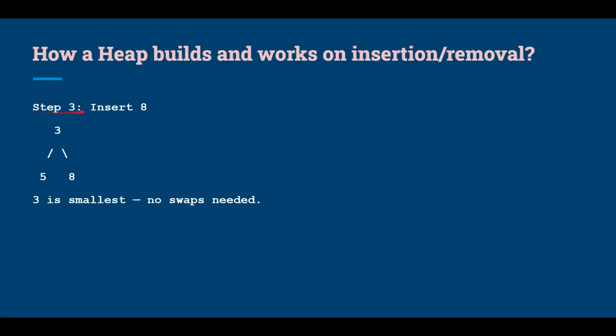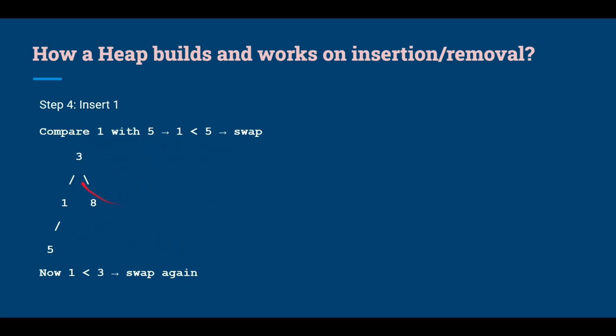And then we insert 8. 8 goes into the next child position, so the root is still 3. 3 is the smallest one, which is already on top, so we don't need to do any swapping. Now we insert 1. When we insert 1, it goes after 5, right here. In this case, we check for a swap. We need to swap 1 and 5. Once we do the swapping, we build the structure 3 1 5, like this.